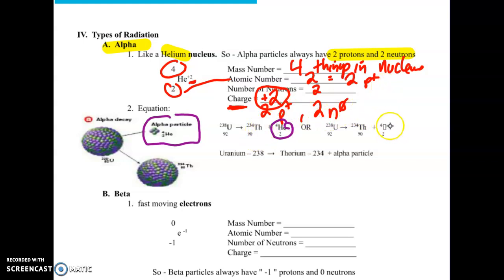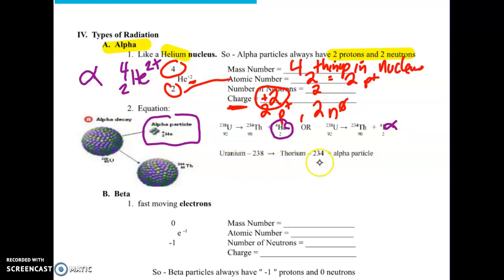This is something we might not put in the notes. If you need to, here's the symbol that didn't print. There are 2 ways we can represent this. We can say alpha, or we can write 4,2 He2+. These both mean the same thing. They both mean alpha particle.